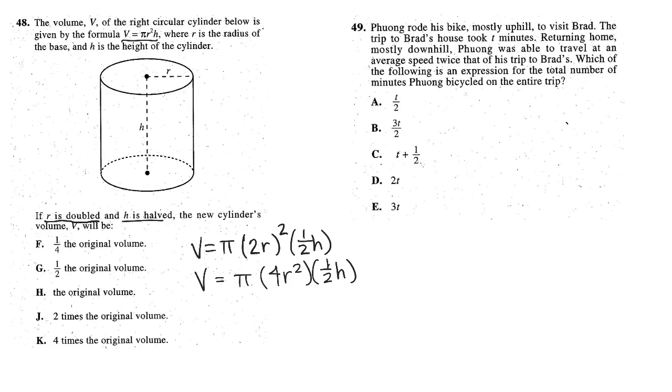So we're going to have pi times 4r squared times 1/2 h. And notice if we simplify this, our volume is going to be pi times 2r squared times h. And so we're going to get 2 times the original amount. We have 2 times pi r squared h instead of just pi r squared h. So our correct answer is J.